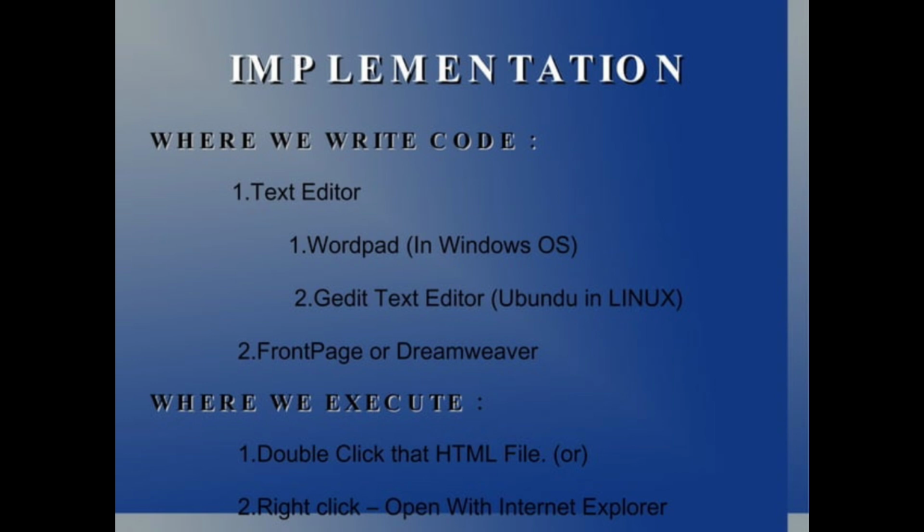First of all, where do we write code? First we write the code in a text editor. Text editor means WordPad in Windows OS. In Linux we will use the gedit text editor. Next, where do we execute it? We execute the HTML file by double clicking, or right click, then it will open. You should open it with Internet Explorer.